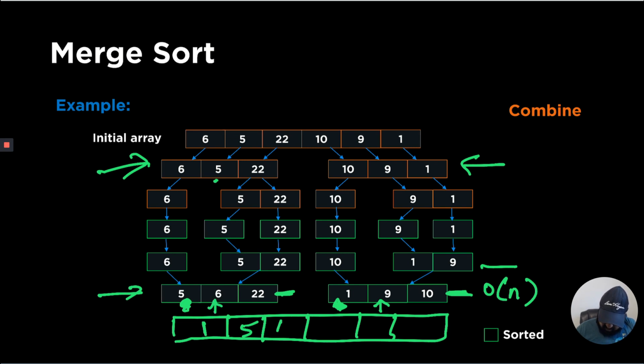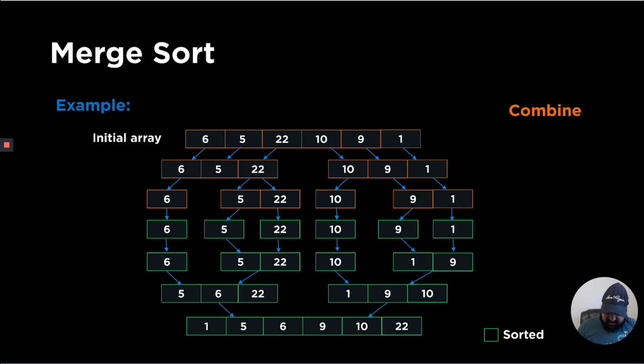So 6 is smaller. We'll add 6, move the pointer to here. We'll add 9, move the pointer to here. We'll add 10. We are done. So whatever is there in this list can be added at the end of this list. So finally, we can see that we have sorted all our numbers based on this method.